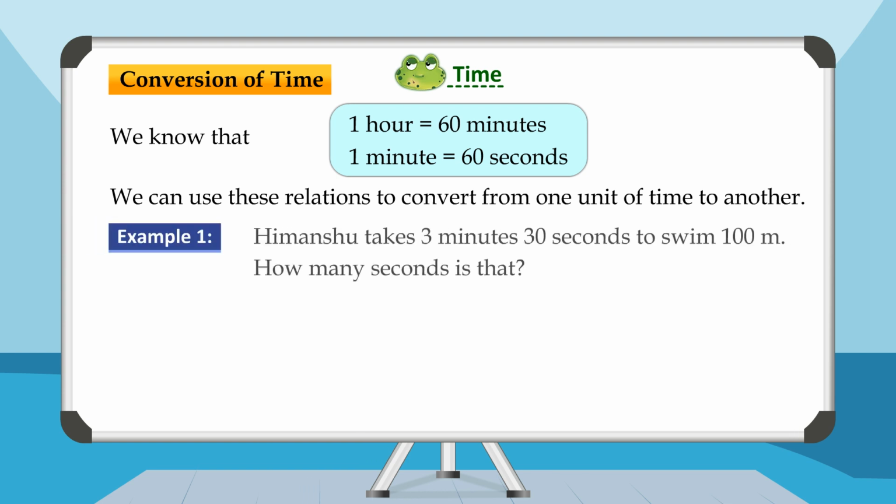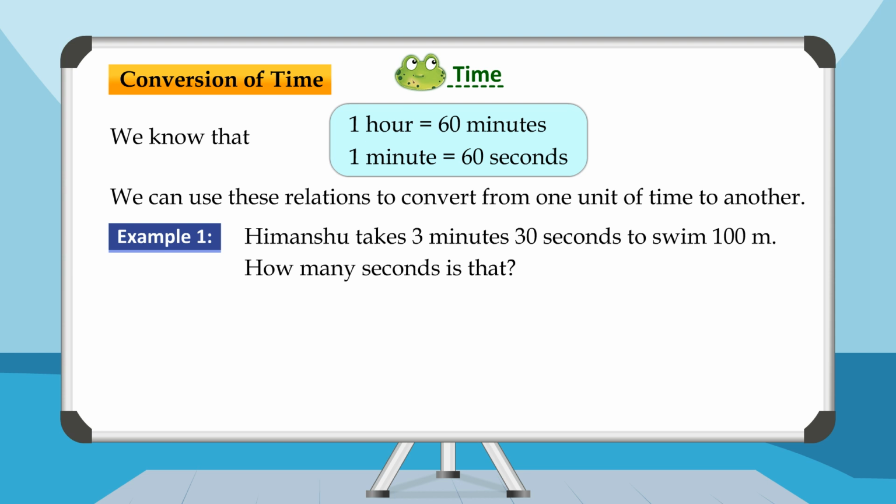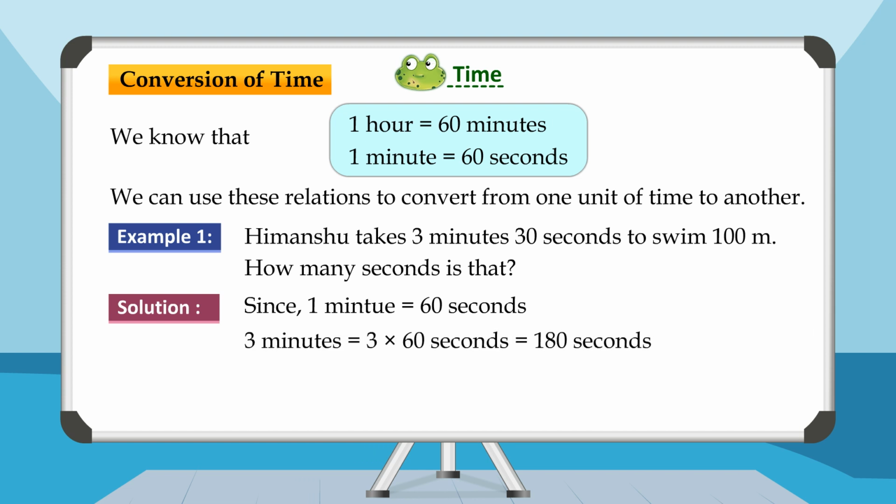We can use these relations to convert from one unit of time to another. Example 1. Himanshu takes 3 minutes 30 seconds to swim 100 meters. How many seconds is that? Solution: since 1 minute is equal to 60 seconds, 3 minutes equals 3 into 60 seconds, which is equal to 180 seconds.